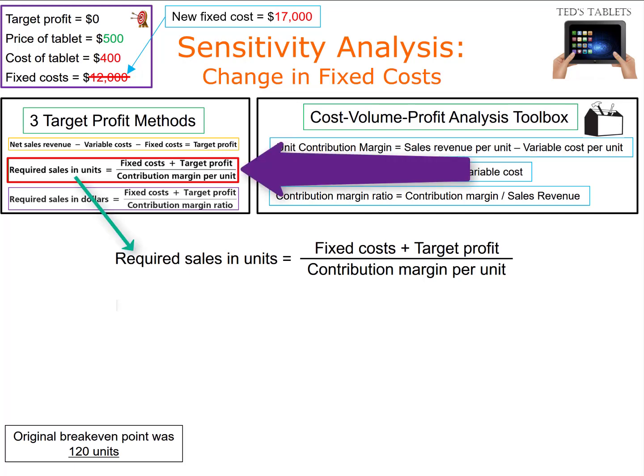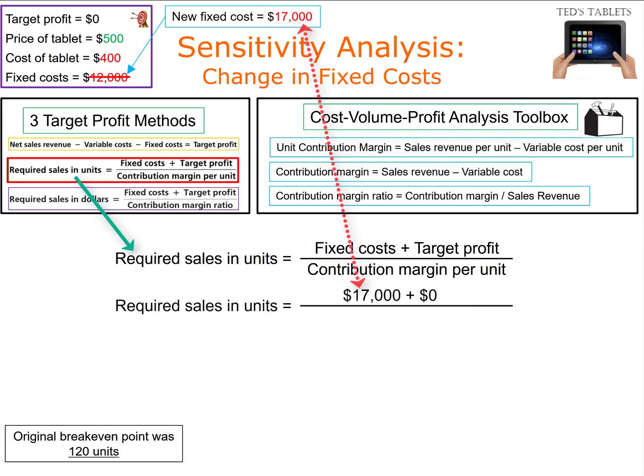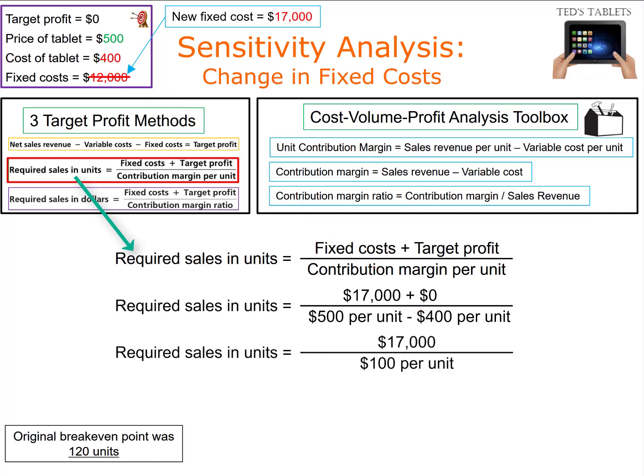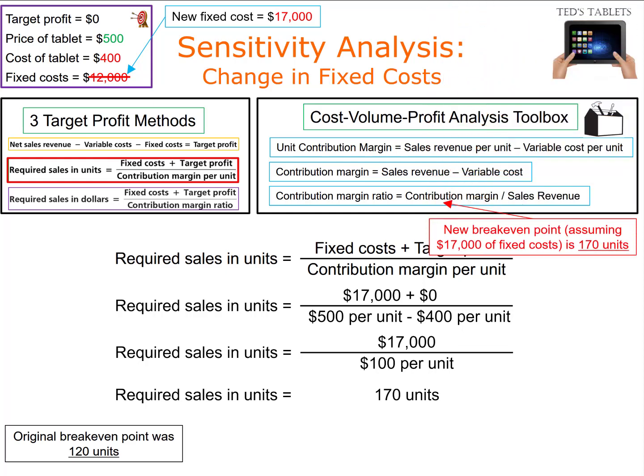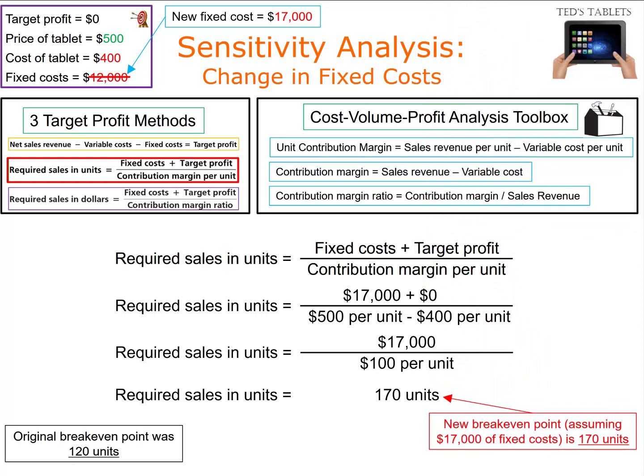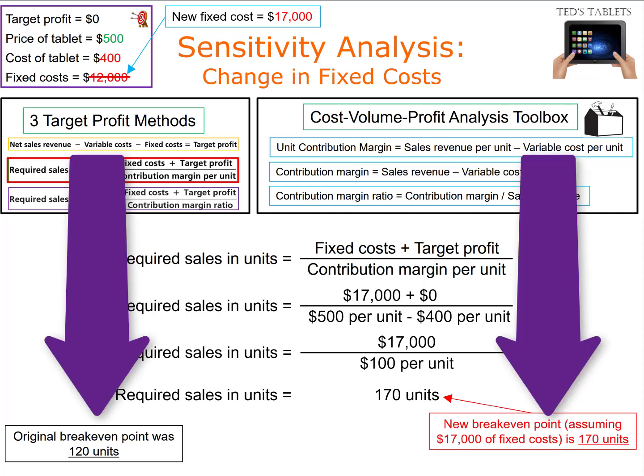Still using the shortcut method, the numerator now becomes the new $17,000 of fixed costs, plus a target profit of 0, since we're trying to calculate the break-even point. And the denominator is the original $500 sales price per tablet, minus the $400 cost to make the tablet. That gives us $17,000 divided by $100 per unit, which results in a break-even point of 170 units. So this is our new break-even point, assuming fixed costs of $17,000. So the break-even point increased from the original 120 units to 170 units.